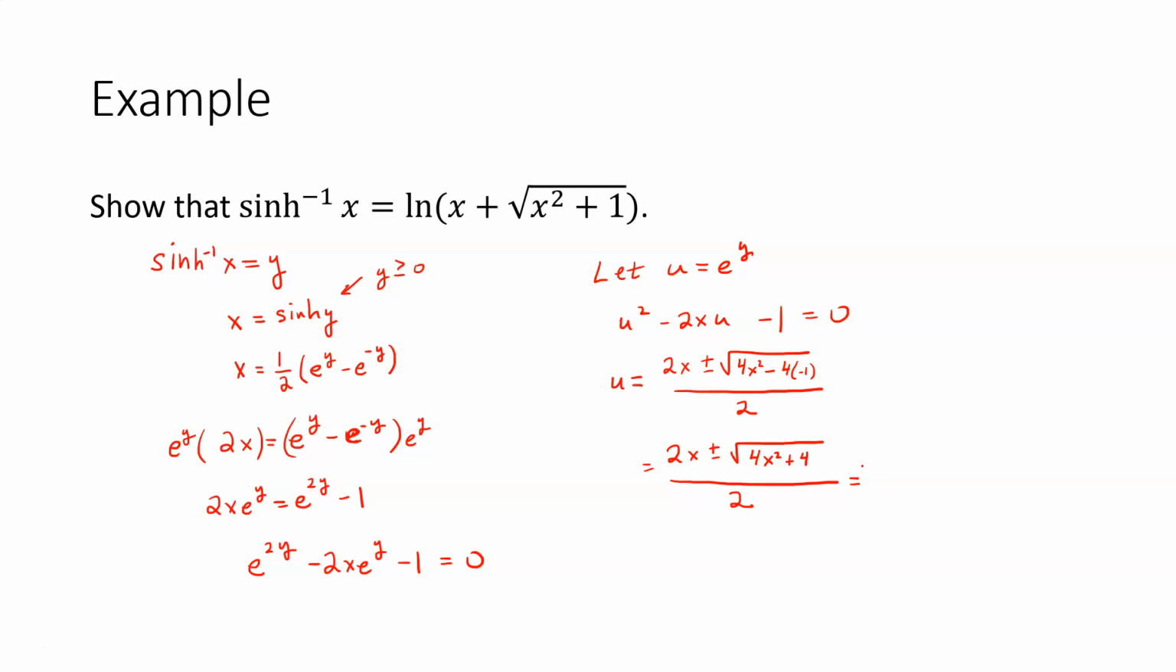So this becomes, and now I divide out the 2 and we get x plus or minus the square root of x squared plus 1. Oh, no, not over 2, we divided out the 2. So there we have it. And remember, this was actually solving for u, which was e to the y.